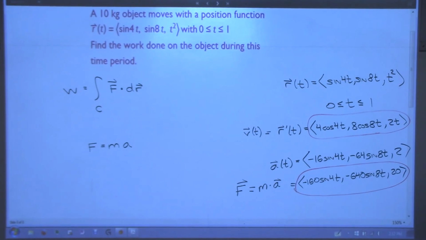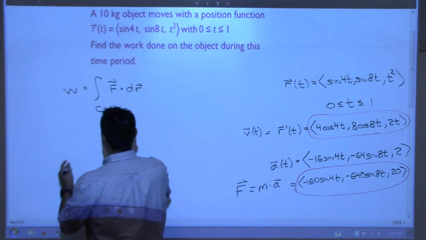Good question. Don't you need to plug in the r into this? Well, this is already in terms of t, so we don't need to do that. It actually came from that, right? But so we're good. We just dot those two together. Yeah, that's why I said go ahead.